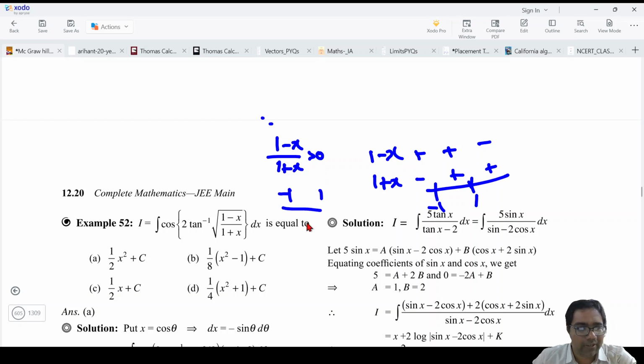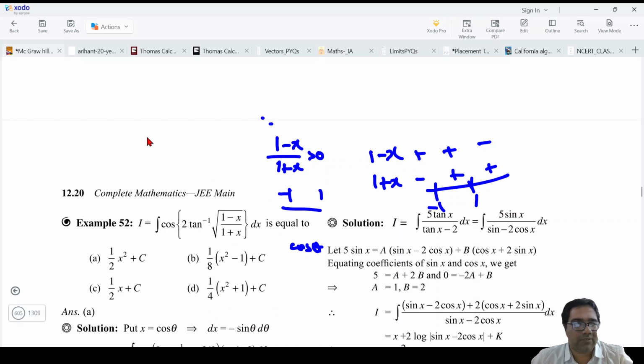So that's why we can take a substitution of cos theta now. Cos theta or sin theta. Here we'll choose cos theta because 1 minus cos theta by 1 plus cos theta, we can do something. First of all, cos theta substitution should be valid. It is valid because x anyway lies between minus 1 and 1.